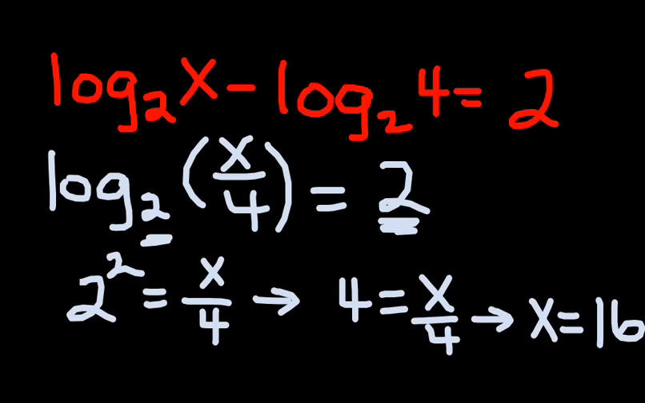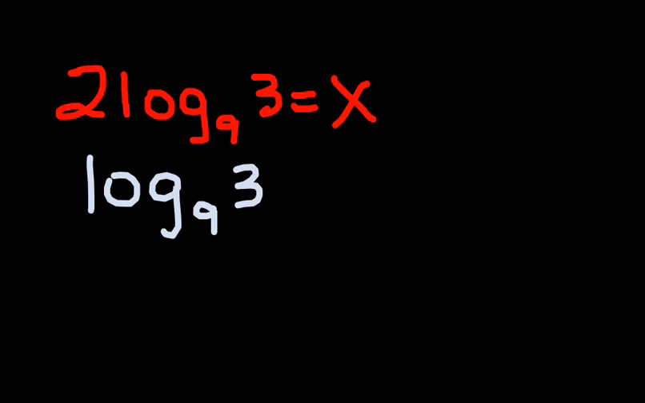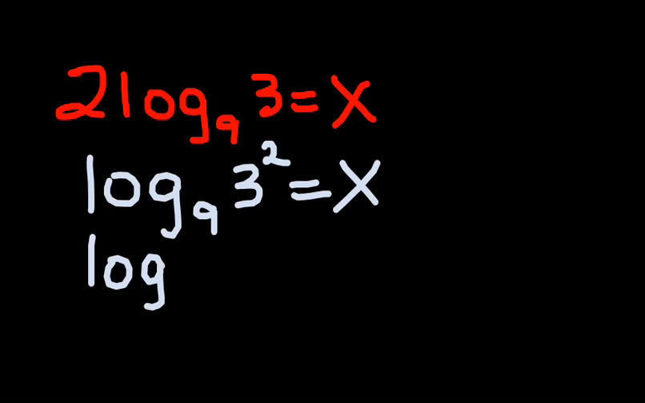A third example is this one. 2 times log base 9 of 3 equals x. Well, this time we can actually apply a couple of things. We know that a number multiplied by a log in front can become the same thing as the argument raised to the power that's in front. So in this case 2. So that means log base 9 of 3 squared, which is 9, equals x.